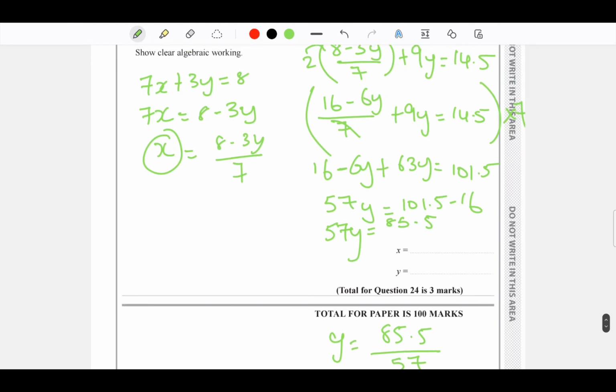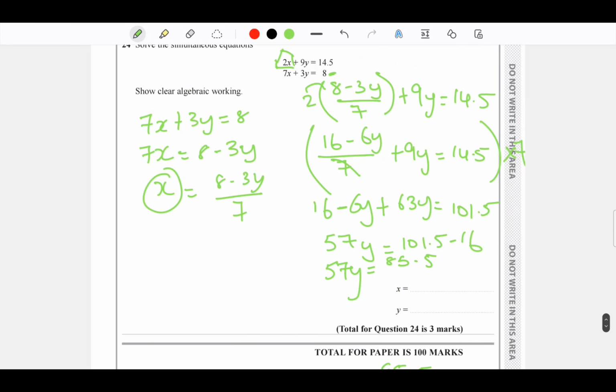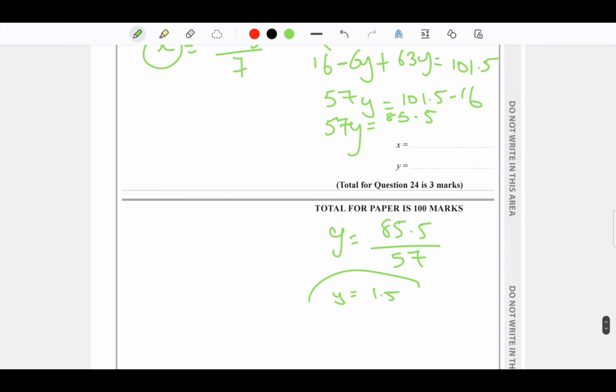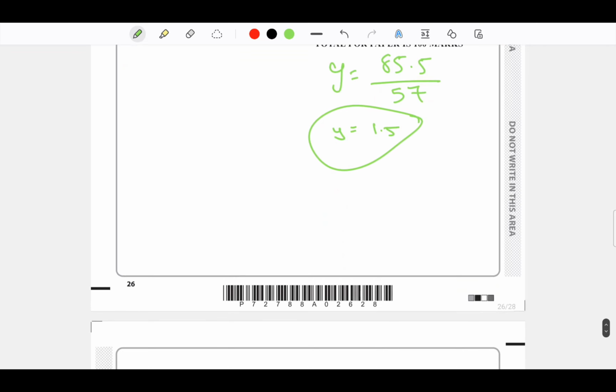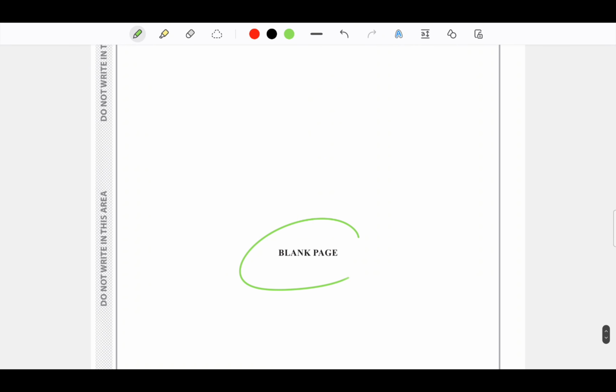Alright, so with y we can now solve x. Put in y's value 1.5 in here. So x would equal 8 minus 3 times 1.5, divided by 7. Put that into a calculator, make life easy. x would equal 0.5, and y is 1.5. Right, so that is the end of this paper. Blank page.